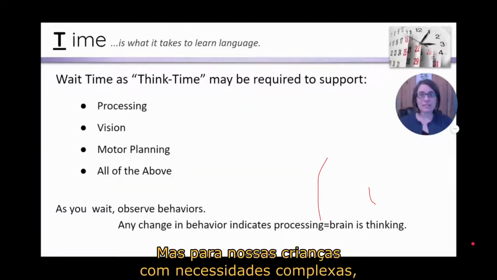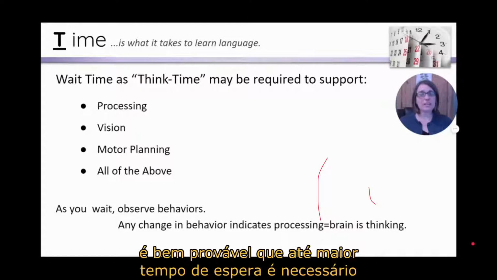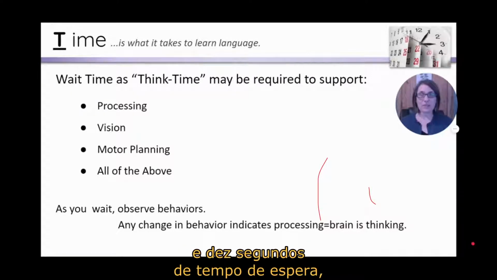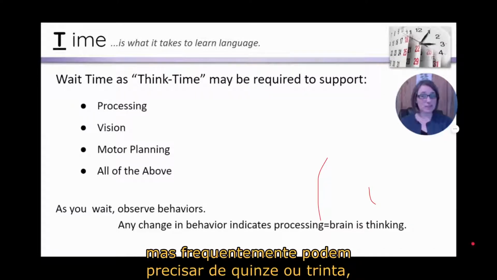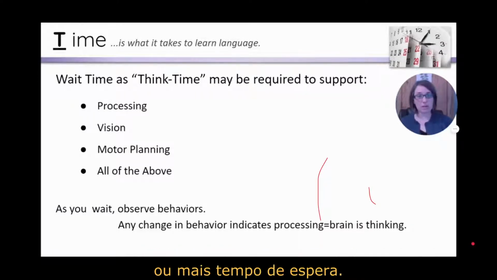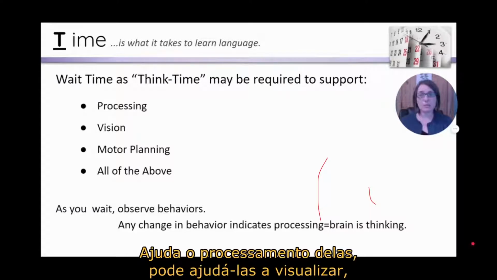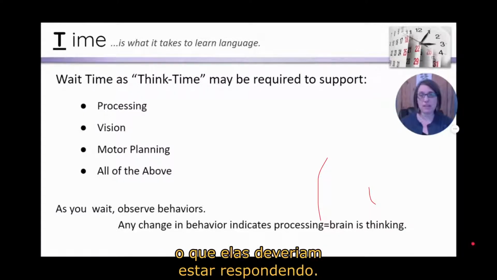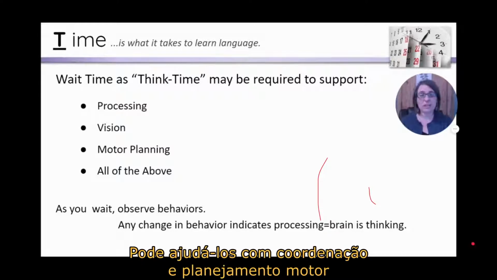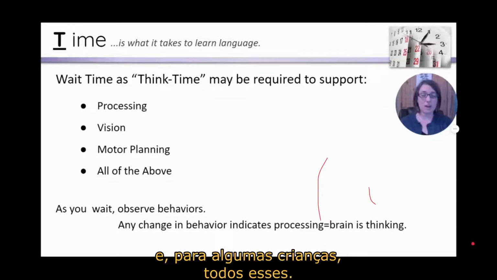For our kids with complex needs, however, it's very likely that even more wait time is needed. And 10 seconds of wait time or even 5 seconds can feel like an eternity, but oftentimes our kids might need 15 or 30 or more of wait time. It supports their processing. It might support their vision, so their ability to visually attend and take in and process what they should be responding about. It might support their coordination and motor planning, and for some kids, it's all of these.